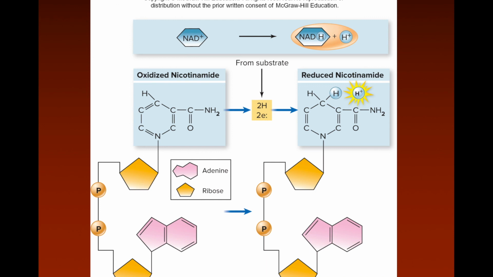So there's two ribose sugars. There's an adenine here, a nitrogenous base, two phosphates that connect these together, and then this is the nicotinamide group on the top of this compound.